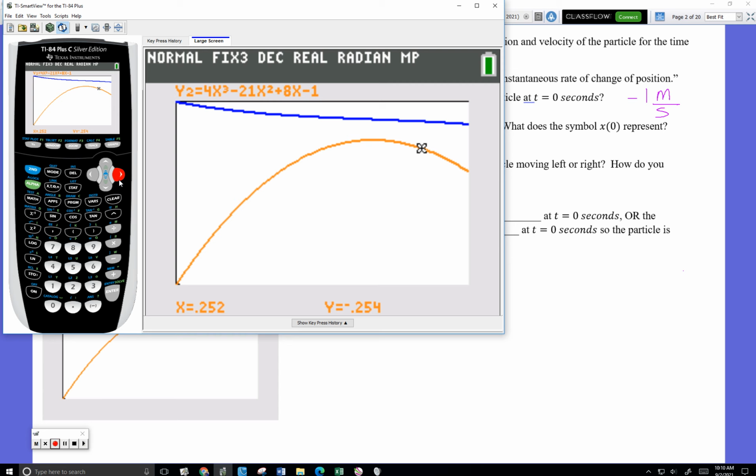Okay, say it as a class, please. For this entire time period, 0 to 0.3 seconds, is the particle moving left or right? Left. Thank you. Okay, next thing.